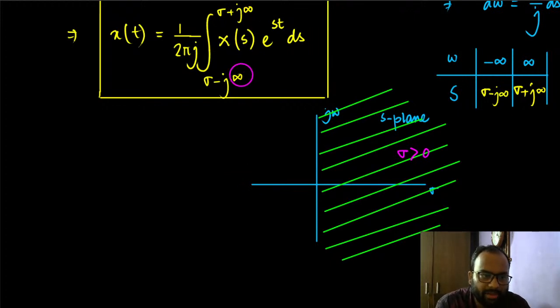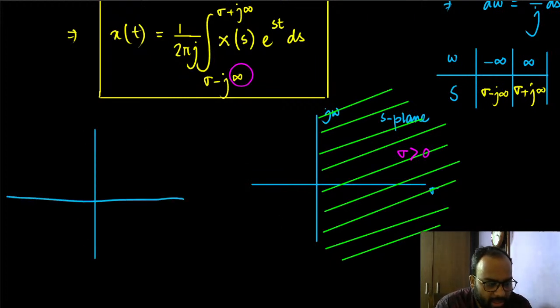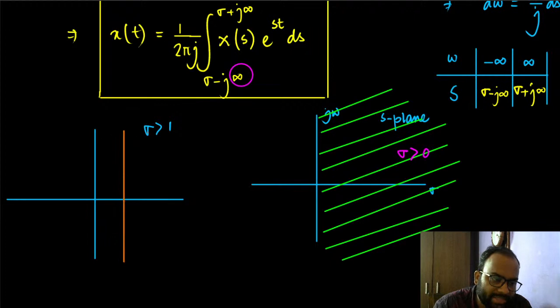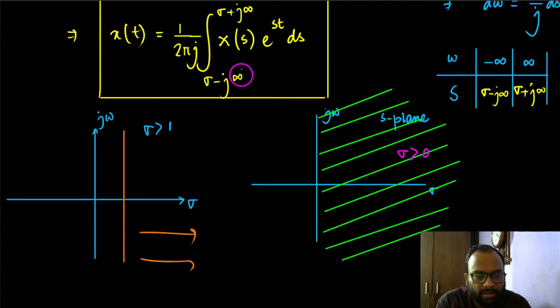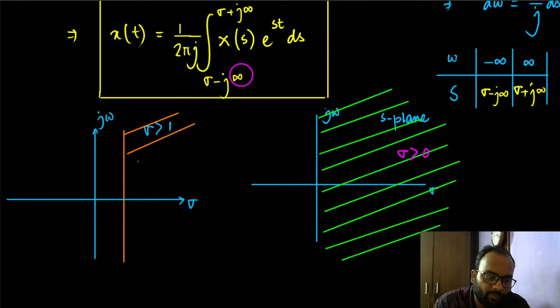As a similar example, if we find out that this should be the condition for convergence, say sigma should be greater than 1, then sigma greater than 1 denotes everything to the right of this, because this is again the sigma axis and this is the j omega axis. Since it denotes everything to the right, and we are integrating over omega from negative infinity to positive infinity, we are actually integrating over this entire region.